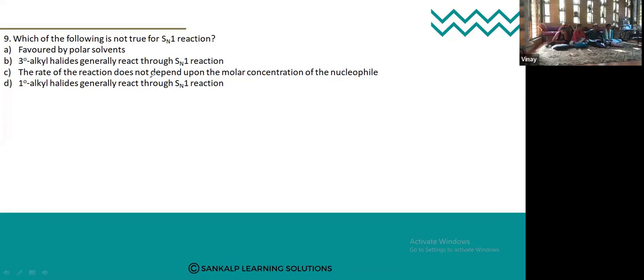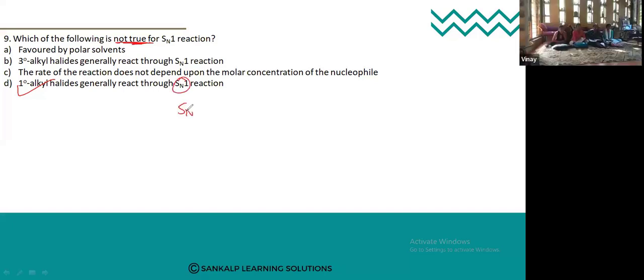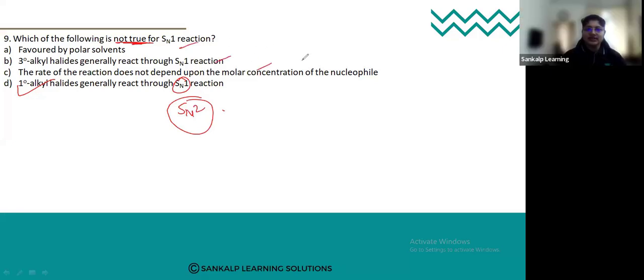Option D, ma'am. Very good, so option D. It is not true because primary alkyl halides react through SN2, and not SN1. So the other 3 options are correct regarding SN1, but this is not true. Okay, let us go for the next one.